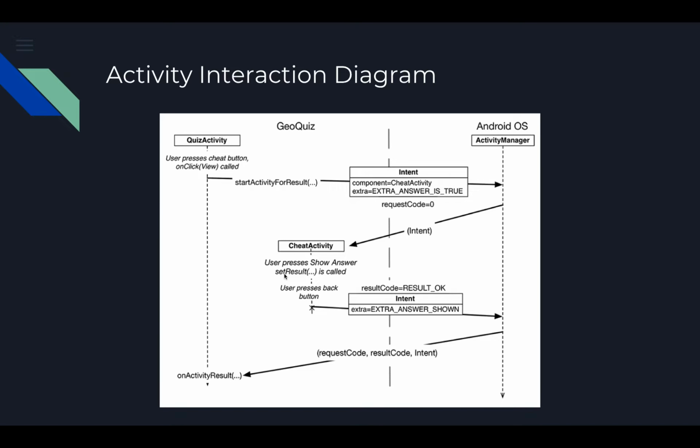And then in our cheat activity, if you say, yes, show me the answer, it's going to actually set a result that we're going to pass back to that first activity. And we're going to do that via another intent. And then with that intent, we say, okay, we're done. We're going to finish the result. We're going to go back to the activity manager. And then that activity manager is going to call on our first activity onActivityResult.